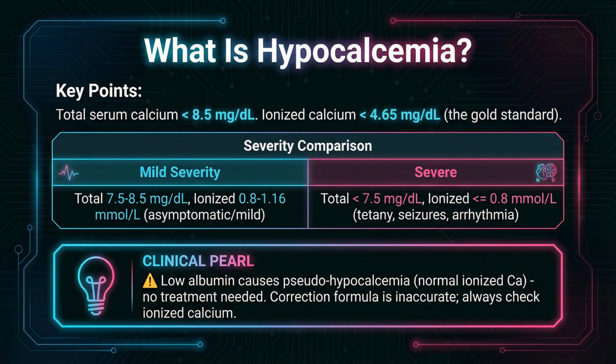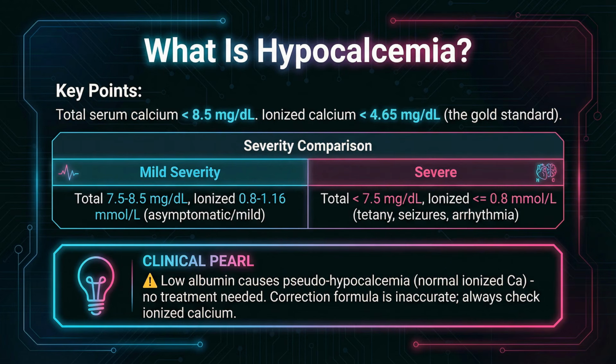What exactly is hypocalcemia? It is defined as a total serum calcium below 8.5 milligrams per deciliter, but the gold standard is an ionized calcium below 1.16 millimoles per liter. We categorize severity into mild and severe. Mild hypocalcemia is a total calcium between 7.5 and 8.5, or an ionized calcium between 0.8 and 1.16 millimoles per liter, and is often asymptomatic.